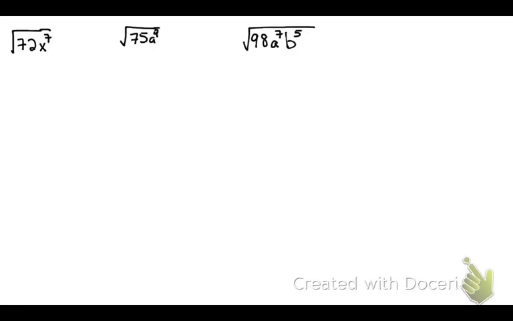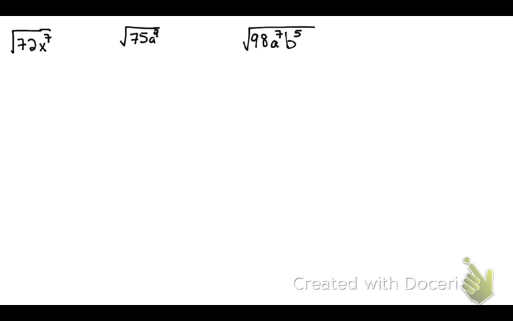I want you to take a moment and take everything we've been doing and put it together on these three problems. The first reads the square root of 72x to the 7th. The second one is the square root of 75a to the 9th. And the third one is the square root of 98a to the 7th b to the 5th. Go ahead and hit pause and see what you can do with these.